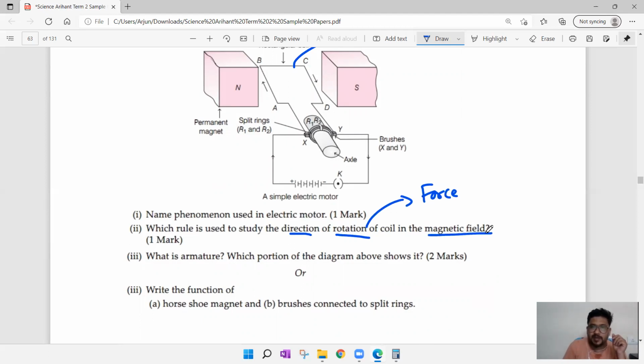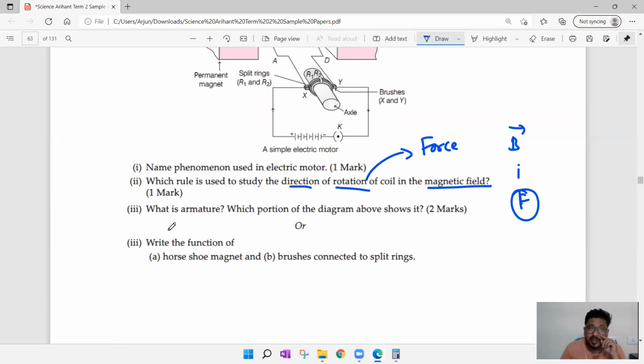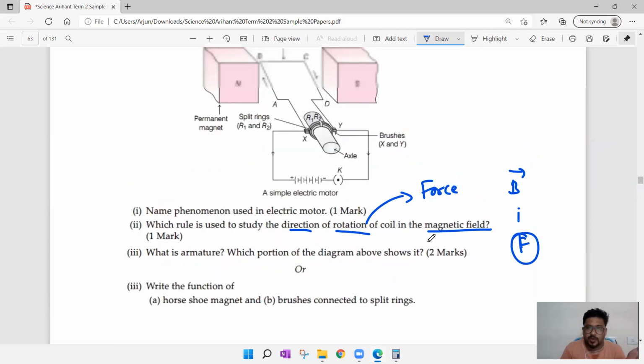So when there is magnetic field and when there is current, force is definitely produced, right? By using Fleming's left hand rule, we can find out. That is the answer you have to write. Number 3, what is armature? Which portion of the diagram above shows it?